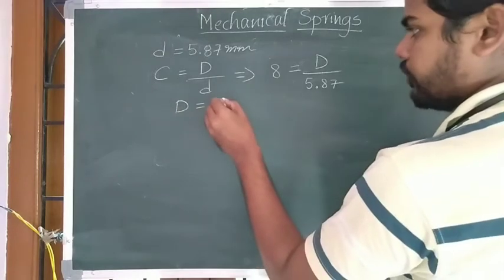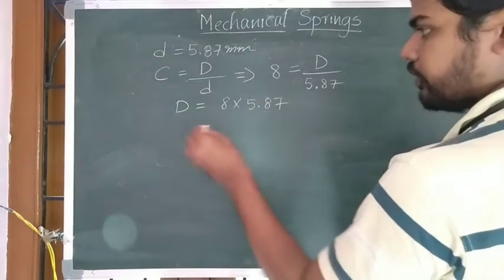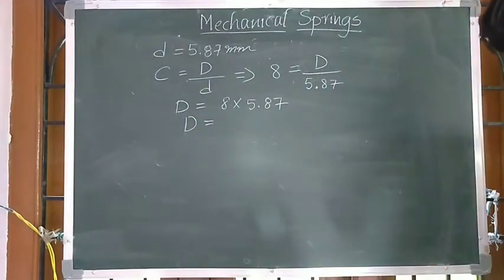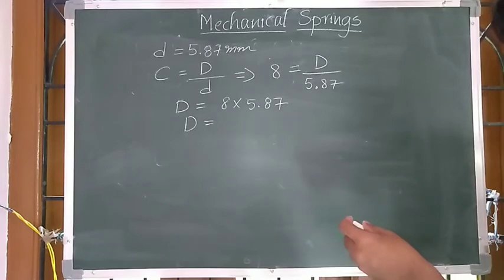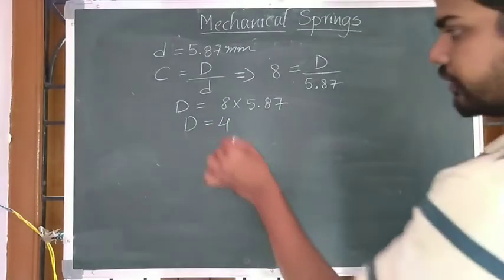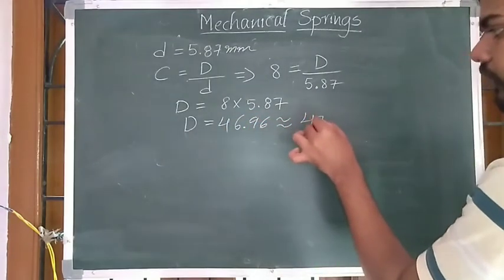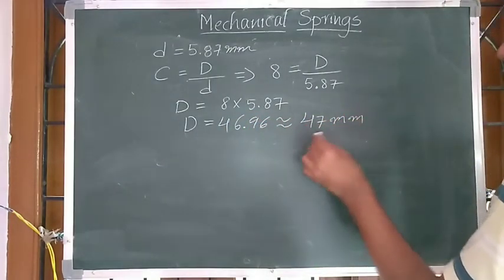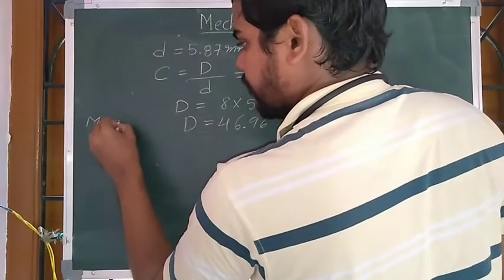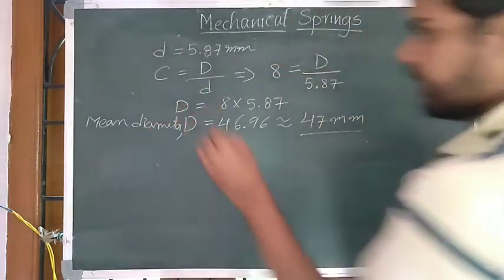Then we will get the mean diameter. So mean diameter D is equal to 8 into 5.87. After calculating, we get 46.96, so nearly equal to 47 mm. So this is the value of the mean diameter of the coil.